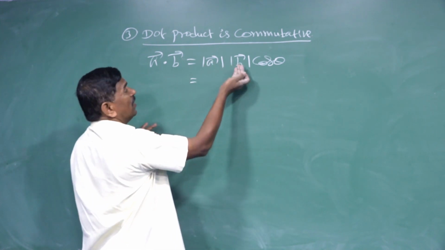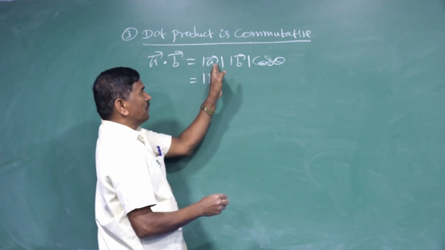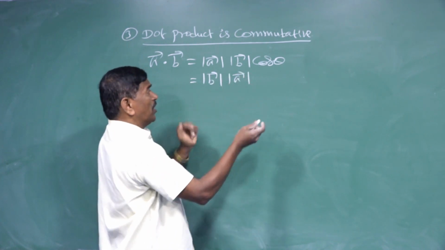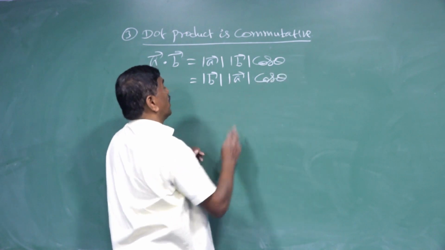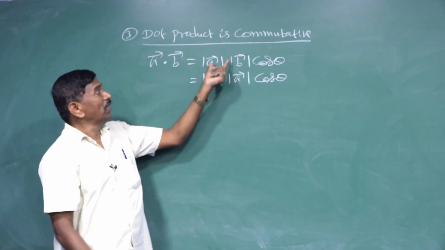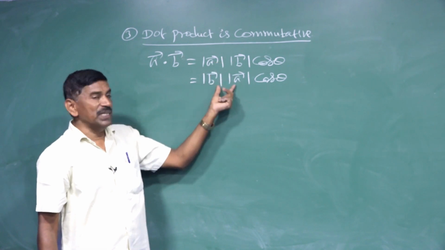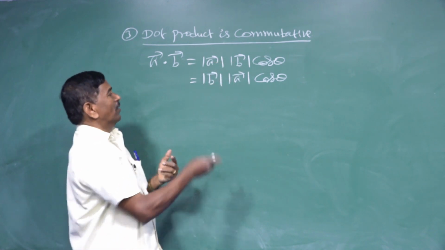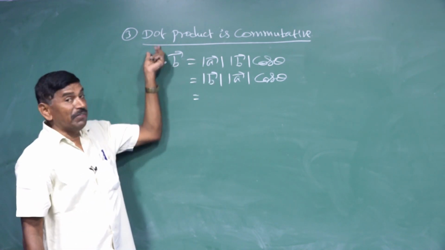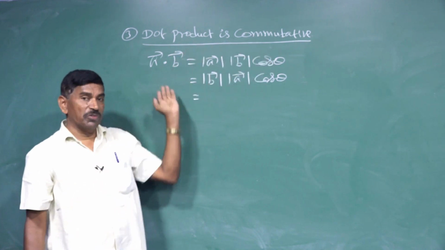So for my convenience, modulus b vector comes first, and modulus a vector goes to second place, into cos theta. The value will not change. Modulus b vector and modulus a vector can be interchanged, for example 2 into 3 equal to 3 into 2, likewise 3 4s are 12, 4 3s are 12. Now, by the definition of dot product, a vector dot b vector is equal to modulus a vector into modulus b vector into cos theta. Its converse is also true.